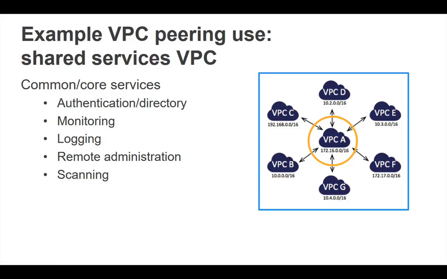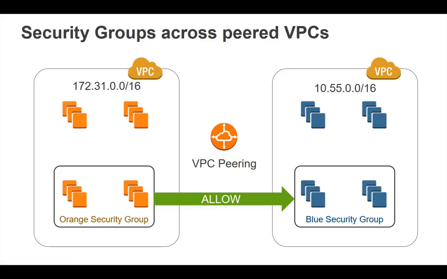Things like centralized logging, you might have a remote administration, or you want to scan for vulnerabilities, that kind of stuff. You may even have an authentication directory where you need to communicate across those boundaries. So there are many reasons why you might actually want to have VPCs communicating across each other. And the concept for that is called VPC peering.